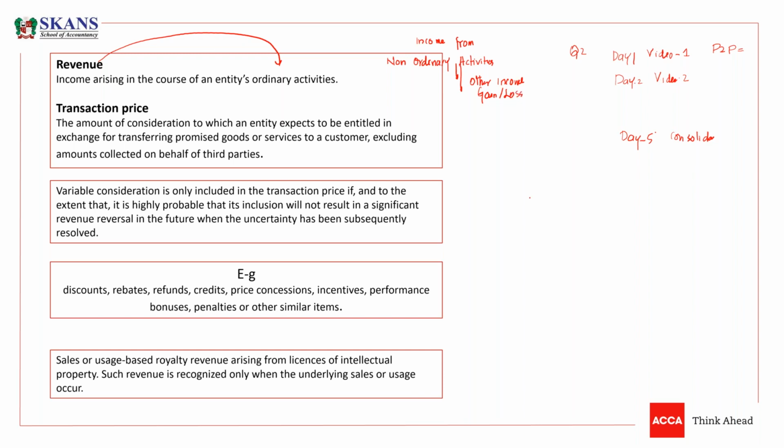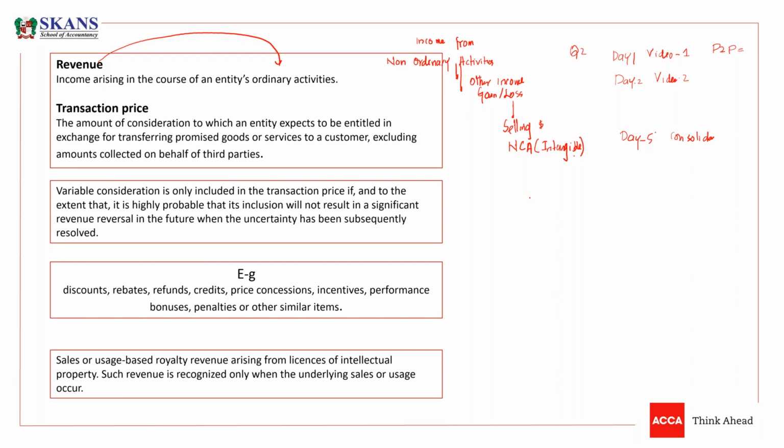The best example is when you sell a non-current asset, earning some profit or loss. Like in this example, we have sold an intangible asset, and that cannot be classified as revenue because selling a non-current asset is a non-ordinary activity. So the first point that we need to apply in this question would be the definition of revenue.